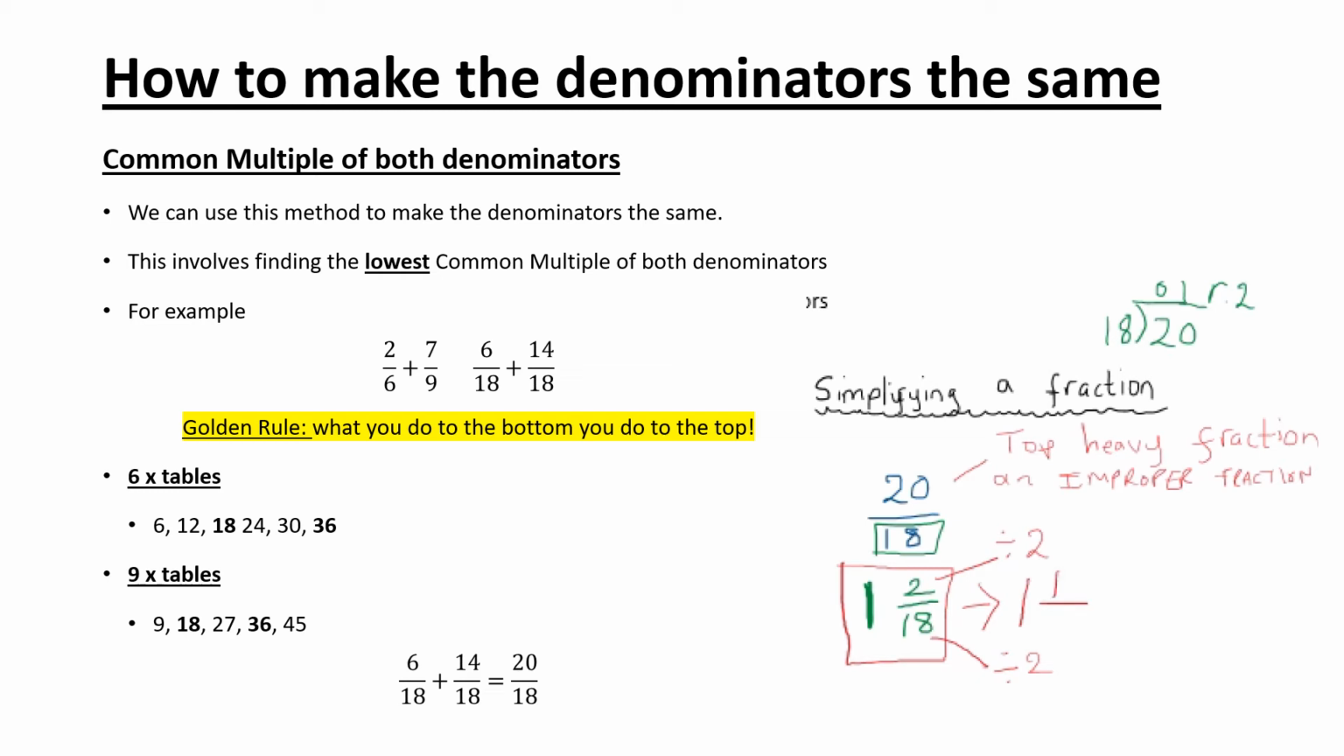2 divided by 2 is 1. 18 divided by 2 is 9. So our new answer here is 1 whole and 1/9. Now these two are the same as 20/18, but we simplified it once and we simplified it again, and this is what it looks like at its lowest form. You can write these down as your notes and see if you can give it a go yourself.